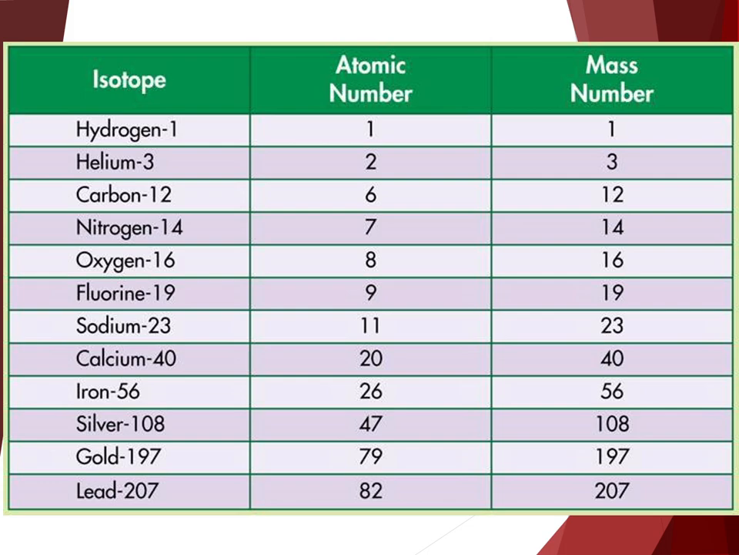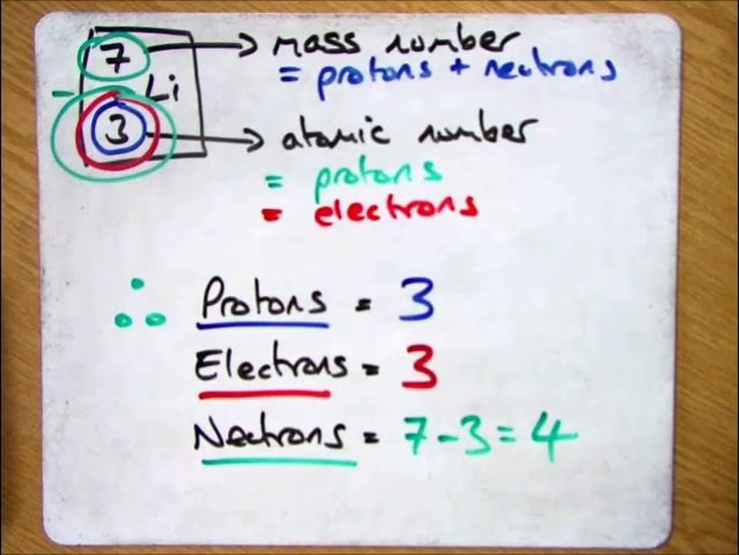The table that you see on your screen here shows the atomic number and mass number of various common elements in their stable states. Note that the numbers of protons and neutrons are not always equal. If the mass number for an element is given, the number of neutrons in its atoms can be calculated by subtracting the atomic number from the mass number. Remember, mass number minus atomic number is equal to number of neutrons.